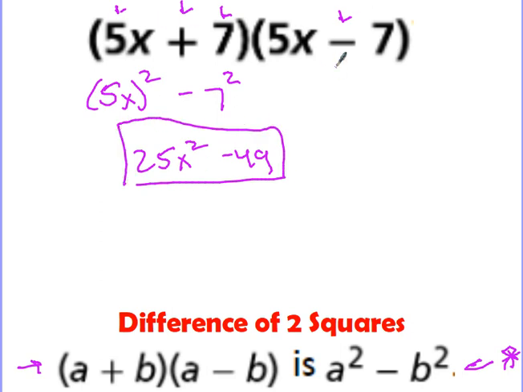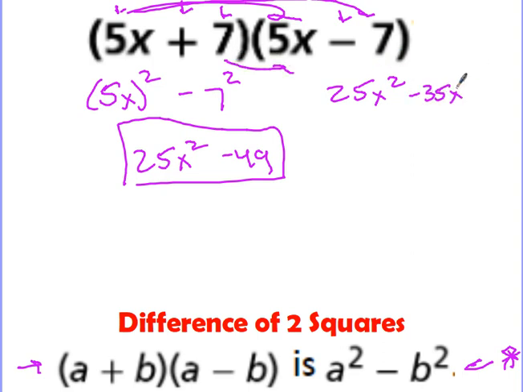Now if I FOILed it out, I could FOIL it out if I wanted to, or I could multiply out. 5x times 5x is 25x squared. 5x times negative 7, negative 35x. 7 times 5x is positive 35x. And then 7 times negative 7 is negative 49, but we know that these cancel, and you're left with 25x squared minus 49. So this is just a little shortcut for this pattern right here, okay?